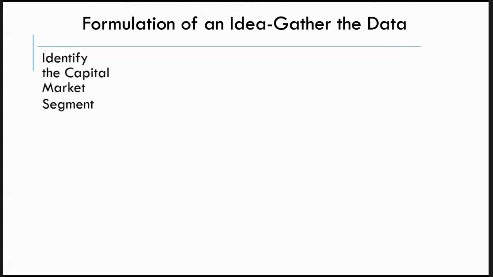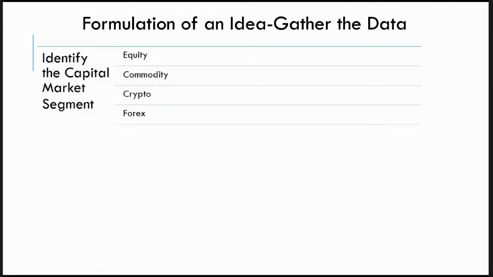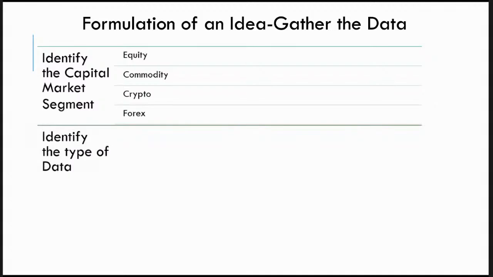First, we need to gather the data. In this gathering of data activity, there are several sub-activities. We need to identify the capital market segment, I mean, in which capital market segment you want to develop the strategy. For example, it could be equity market, commodity, crypto, forex, or something else. It all depends on where you are more interested. Another thing is you need to identify the type of the data.